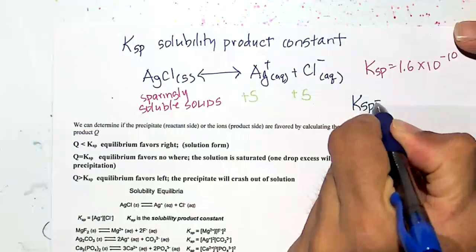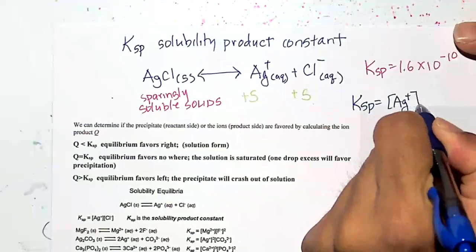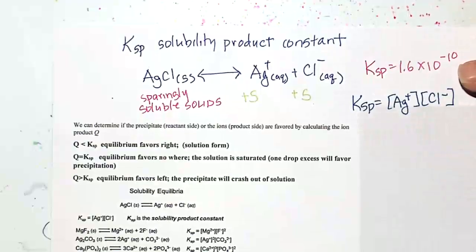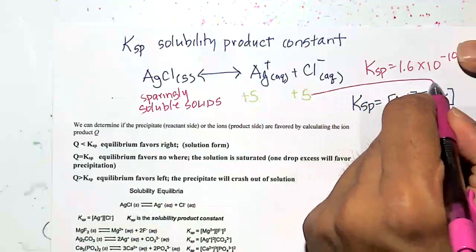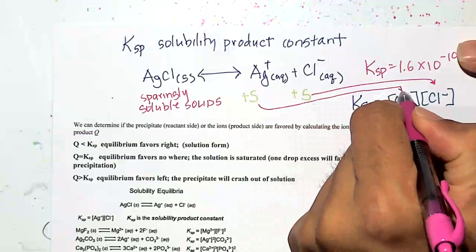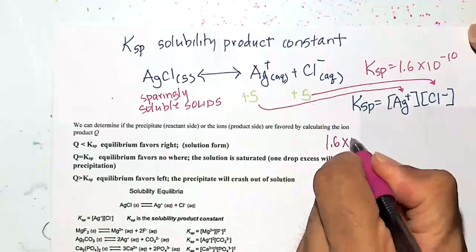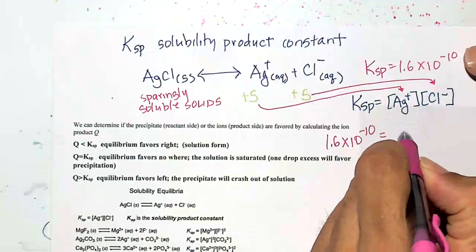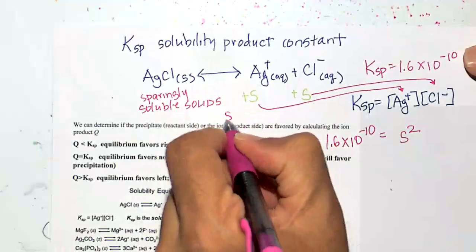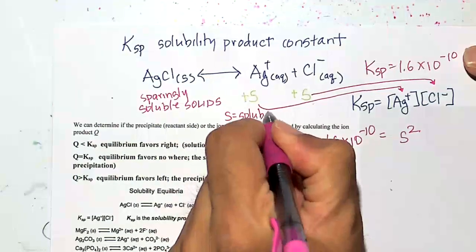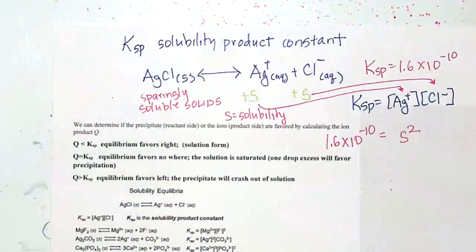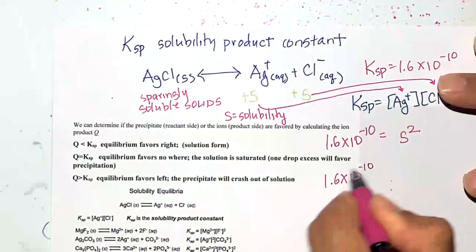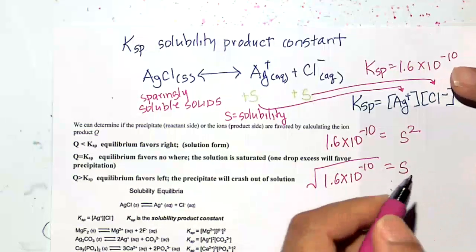The Ksp is going to be products over reactants. Like I said, I'll give you the Ksp. This S will go here, and this S will go there. So 1.6 times 10 to the minus 10 equals S times S, and that is S squared. Once again, the S stands for solubility. How much of the solid dissolves back into the ions? So to get our solubility, we'll square root 1.6 times 10 to the minus 10.